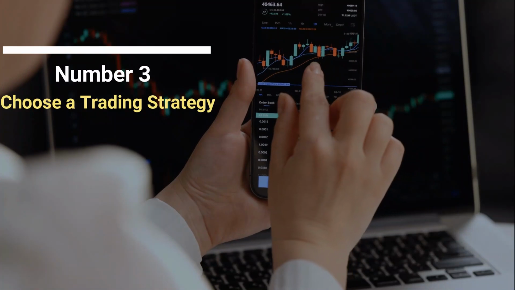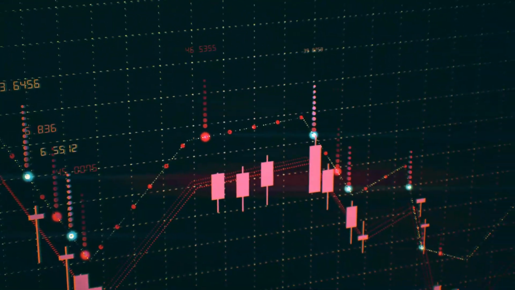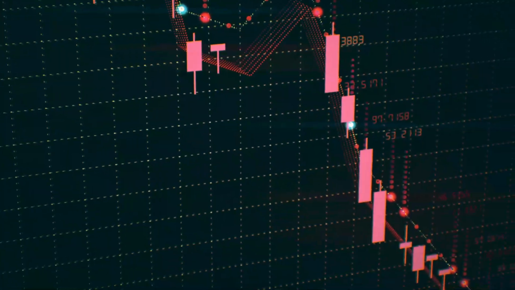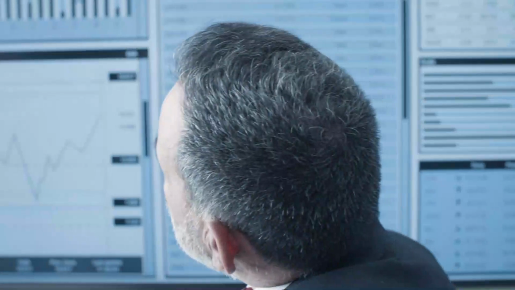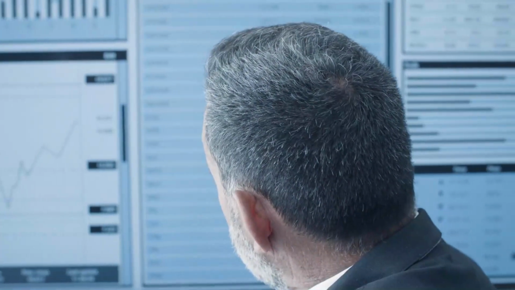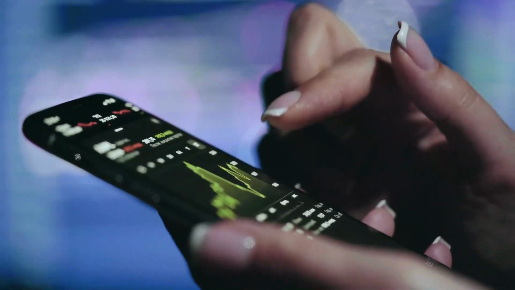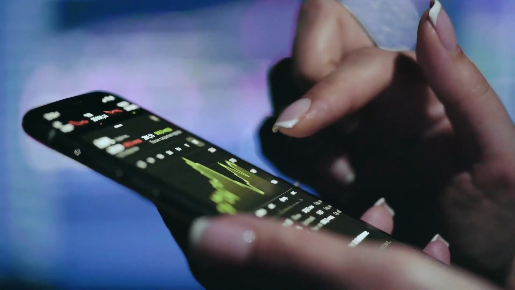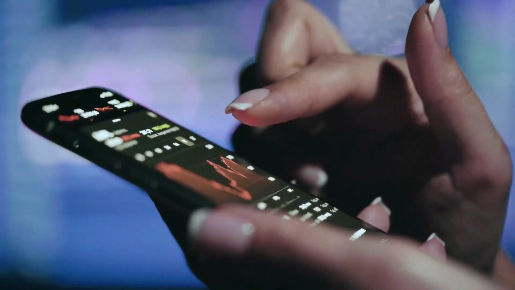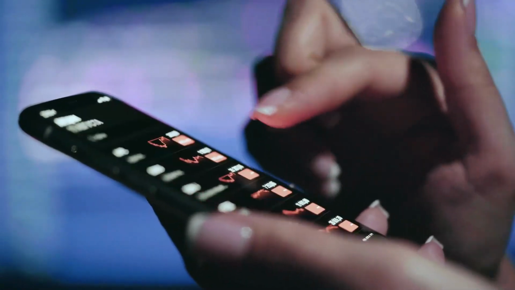Number 3. Choose a trading strategy. Choosing a trading strategy is an essential step towards your success in the Forex market. There are various strategies to choose from, and you need to find one that suits your personality, trading style, and risk tolerance level. The first thing you need to consider when choosing a strategy is your goals for trading.